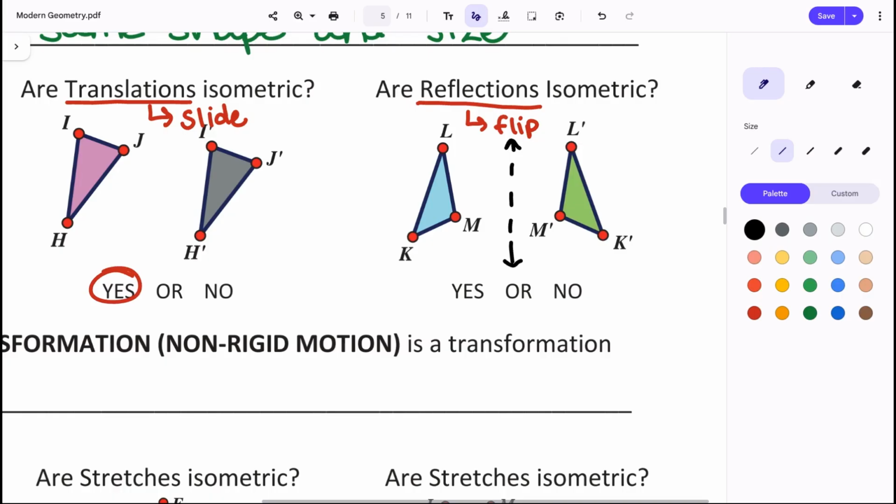But you can see kind of what I was talking about. L and L prime, they would be about the same distance away from your line of reflection. And so would M and M prime and K prime. Okay, but did the shapes get any bigger or smaller, guys? No. Nope, so it's still isometric. So those three things, reflections, rotations, and translations, are all going to be considered isometric transformations because they don't change the shape and they don't change the size.